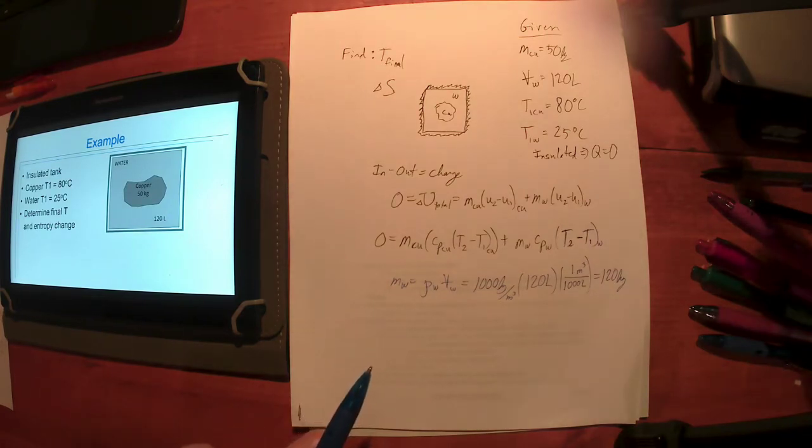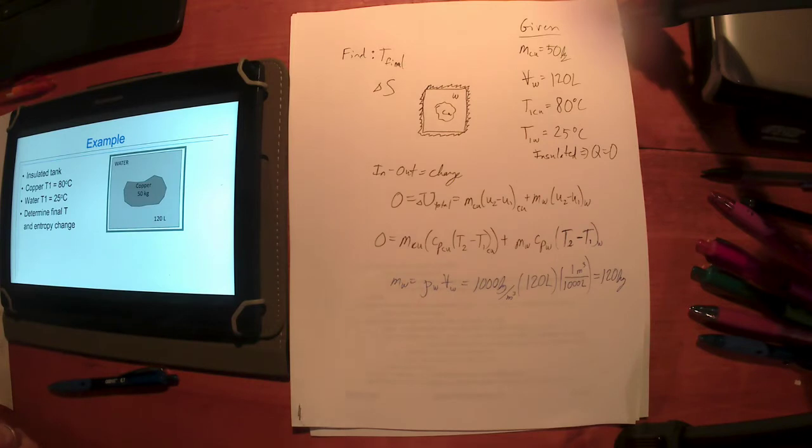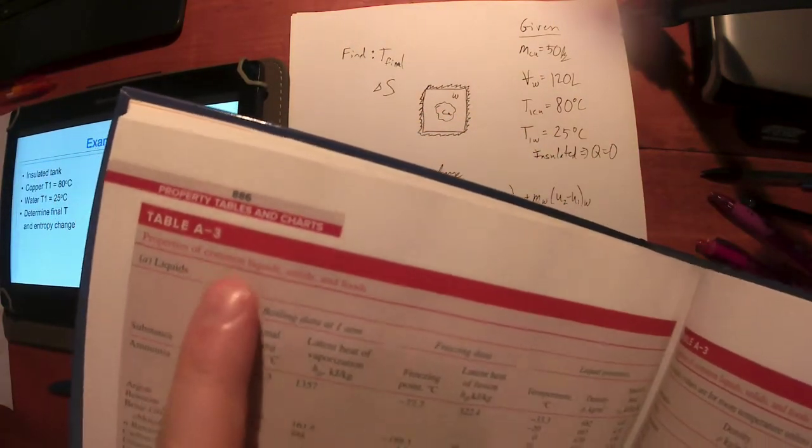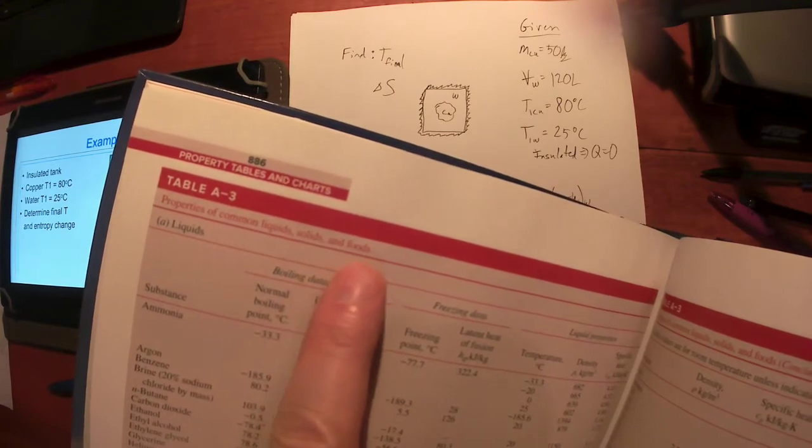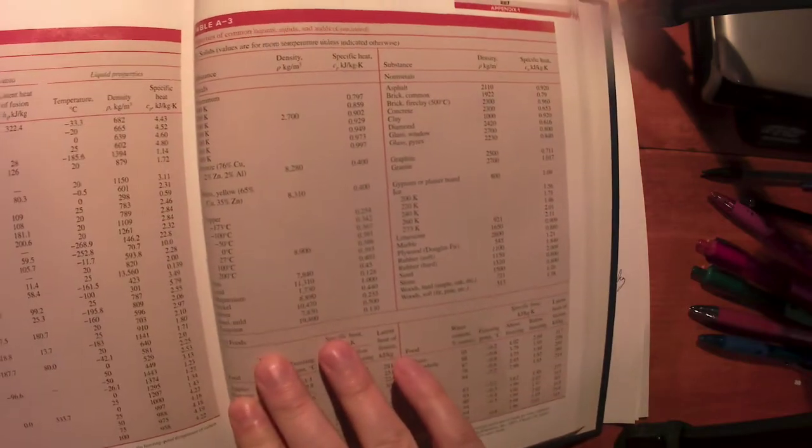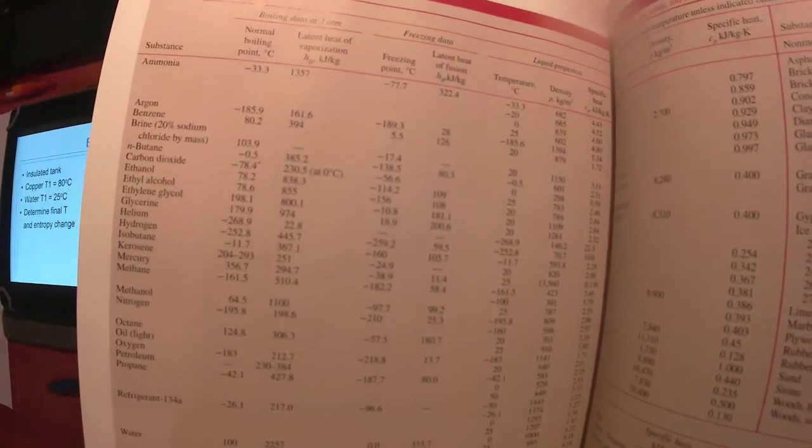Okay, what else here? We need to go look up specific heats. So we go into our text. We should have property tables towards the back of the text. One of the first property tables, and we're looking for metric units, is table A, this one's A3 in our text. Table A3 has properties of common liquids, solids, and foods. We have over here metals and liquids. So we'll go over here first. I've got water.